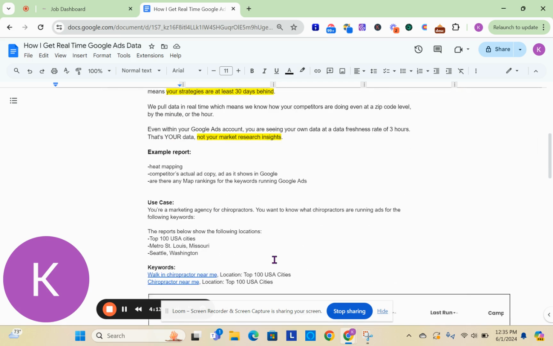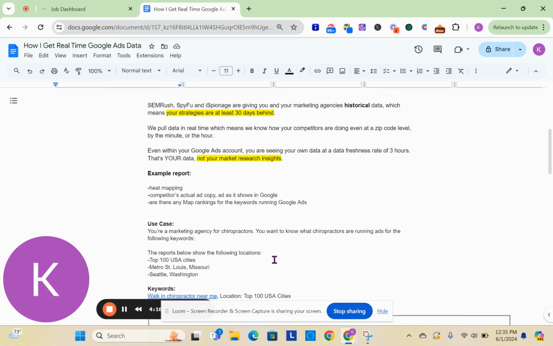All right, so I will harp upon again, the typical software that your marketing agency or your in-house teams are using is providing you historical data. This means at a low average, they are 30 days behind. So even inside of your own Google Ads account, the data that you're seeing refreshes at a rate of about 3 hours. So again, there are even times where in your Google Ads account, you may not know exactly how your ads show up on Google. The software that we use can tell you that as well.